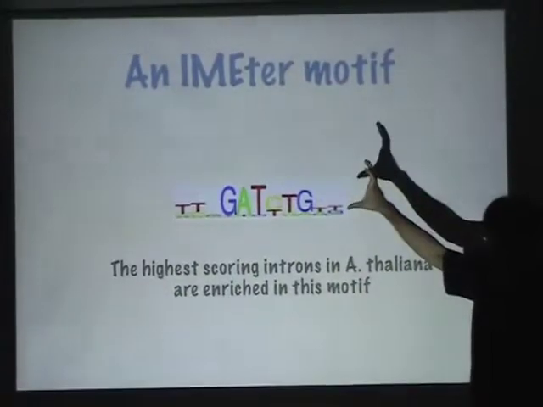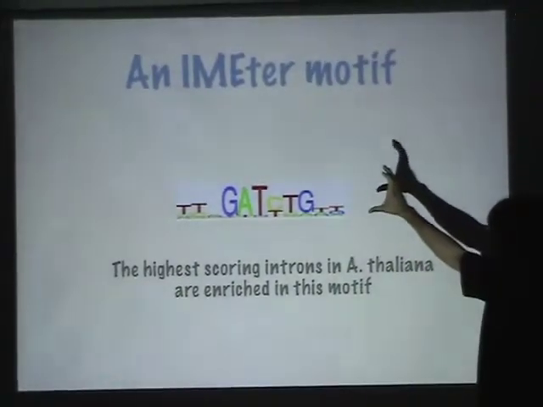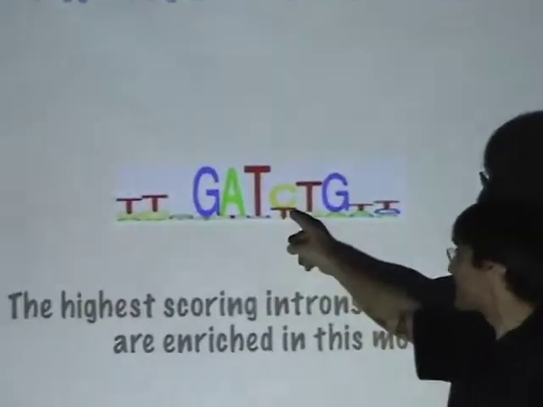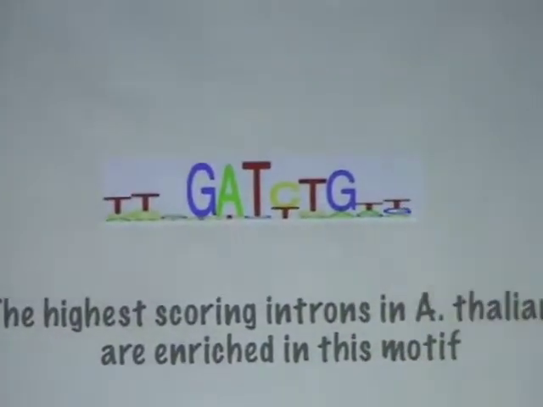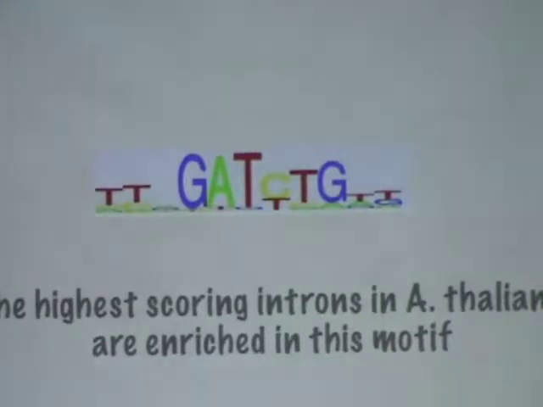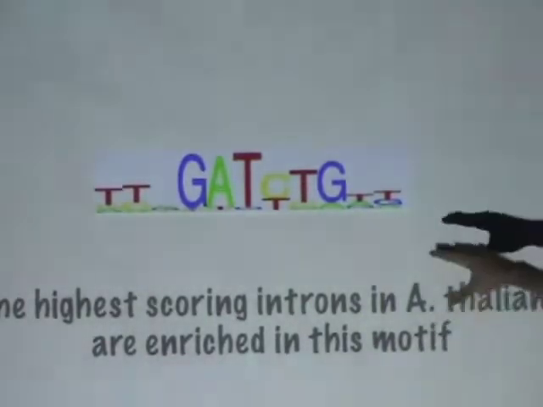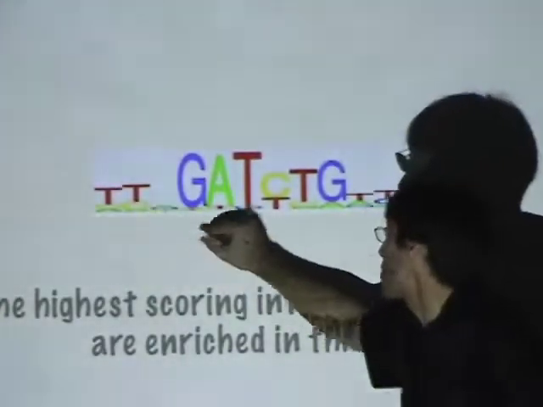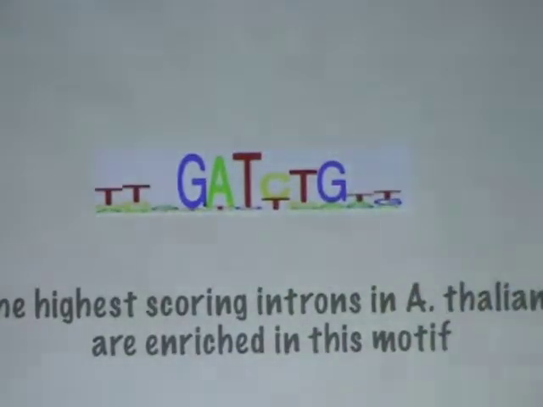The higher the letter is, the more common that letter is in that particular position. So a sequence that is GAT, CTG, plus some other stuff on the other side, would be expected to enhance gene expression. Somehow this is improving the expression. But there's variants of that. Sometimes you can put a C in here, and each position is a little bit variable.